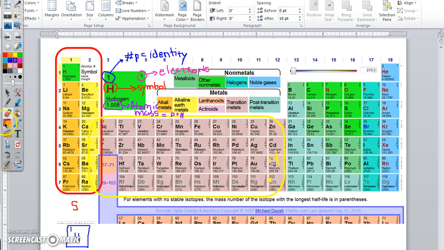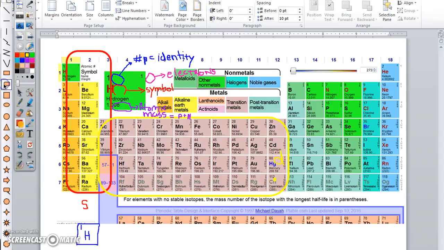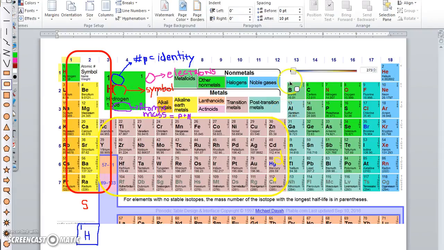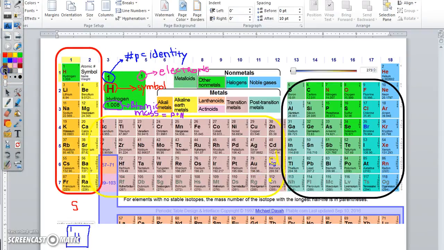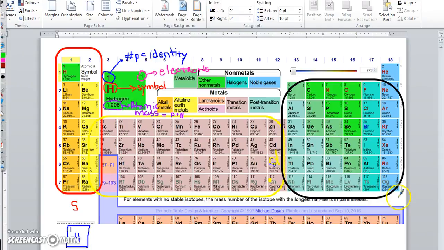I'm going to go back to shapes again because we still have a couple orbitals to do. Let's just go black so that we can make sure we see these. Our next one is going to be the p orbital, which is going to extend all the way through what we would call the transition metals, the halogens, the gases, all of these elements over here. And so in black writing, I'm going to write P. Let's put it right here so we can see it.